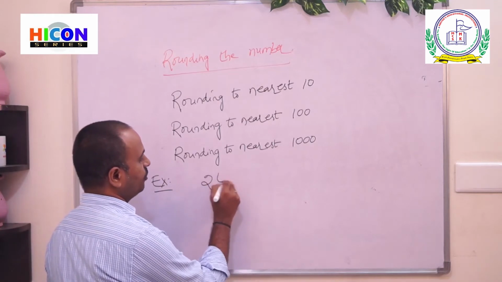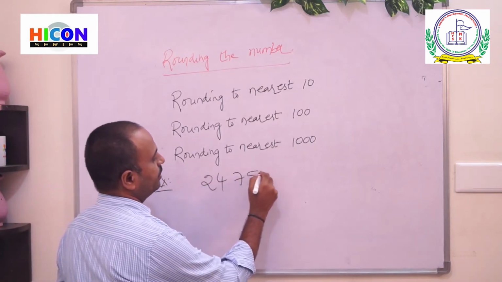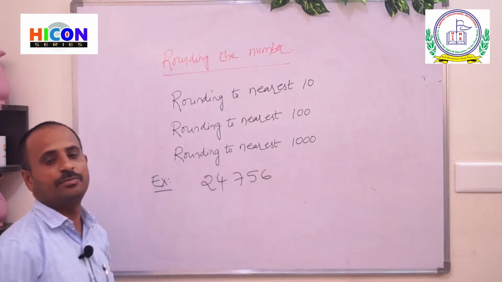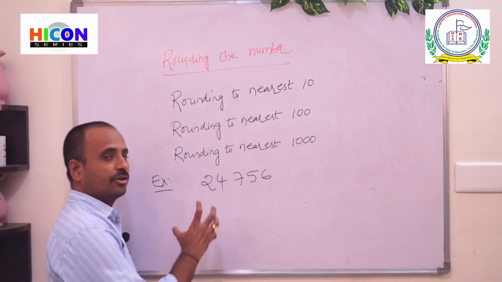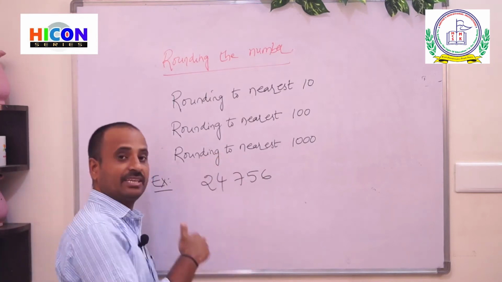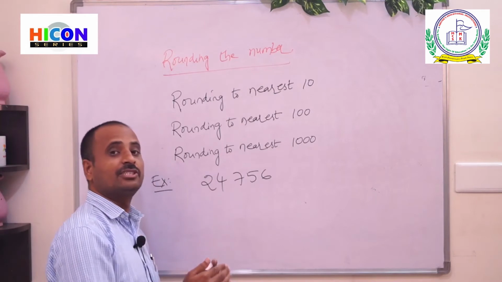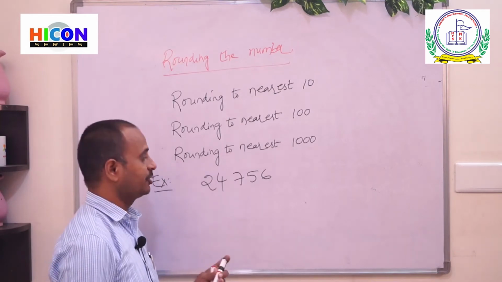So let us take the number 24,756. This is the number they have given. Now we will round this number to the nearest tens, the nearest hundreds, and the nearest thousands.